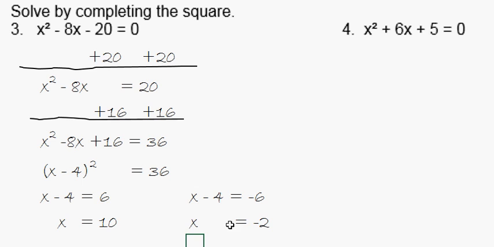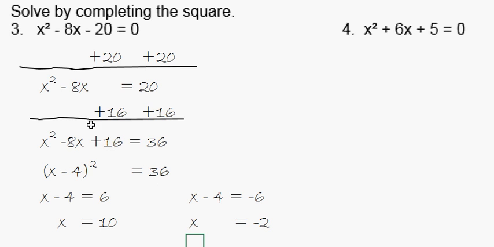If I want to check those, I can come back up here. If I square 10, I get 100. Check this one, I take it here. 10 times 10 is 100. Minus 8 times 10, 100 minus 80 is 20. 20 minus 20 is 0.